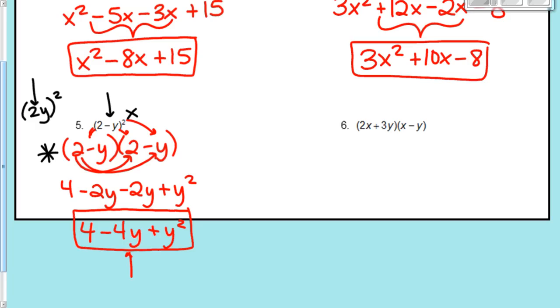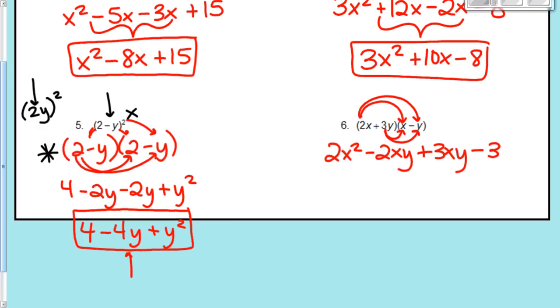Okay? All right, number 6. 2x times x, 2x squared. 2x times negative y would be negative 2xy. 3y times x, 3xy. 3y times negative y, negative 3y squared. So again, I'm going to combine my like terms. So 2x squared plus xy, because we only have 1, minus 3y squared.